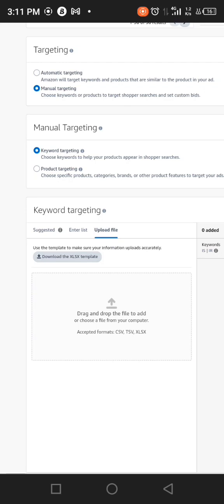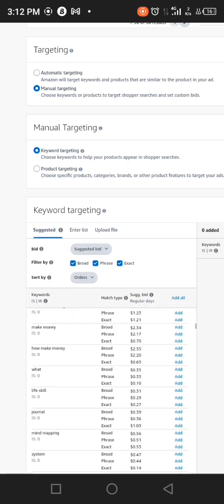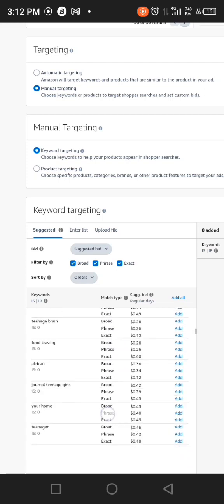So it's in 3 parts. I'm rushing this because I have actually talked about this previously. If you do not understand, you could go back to the previous video and watch and learn, okay? Suggested keywords, like I previously said, is where Amazon suggests keywords for you.